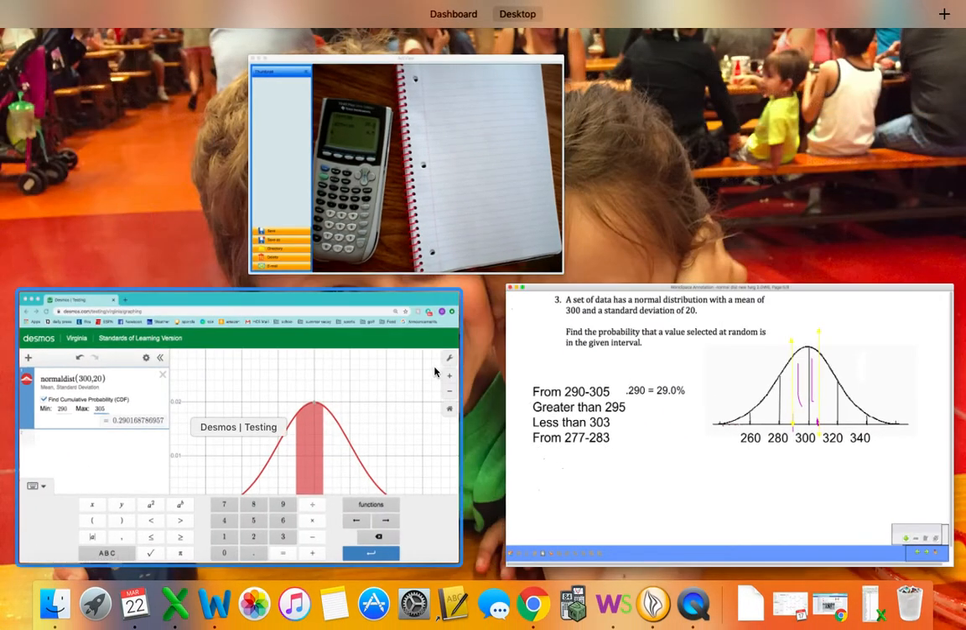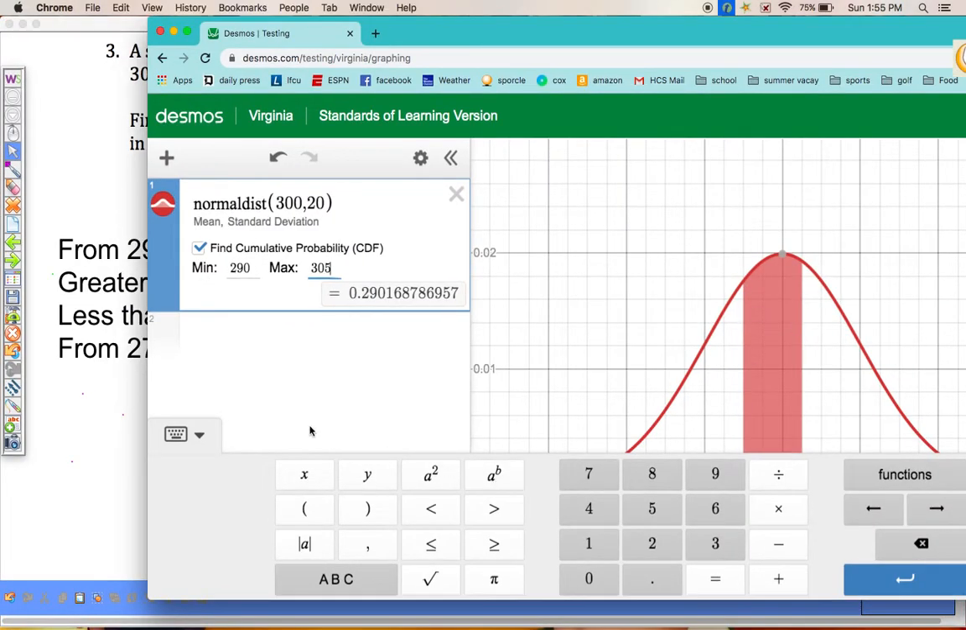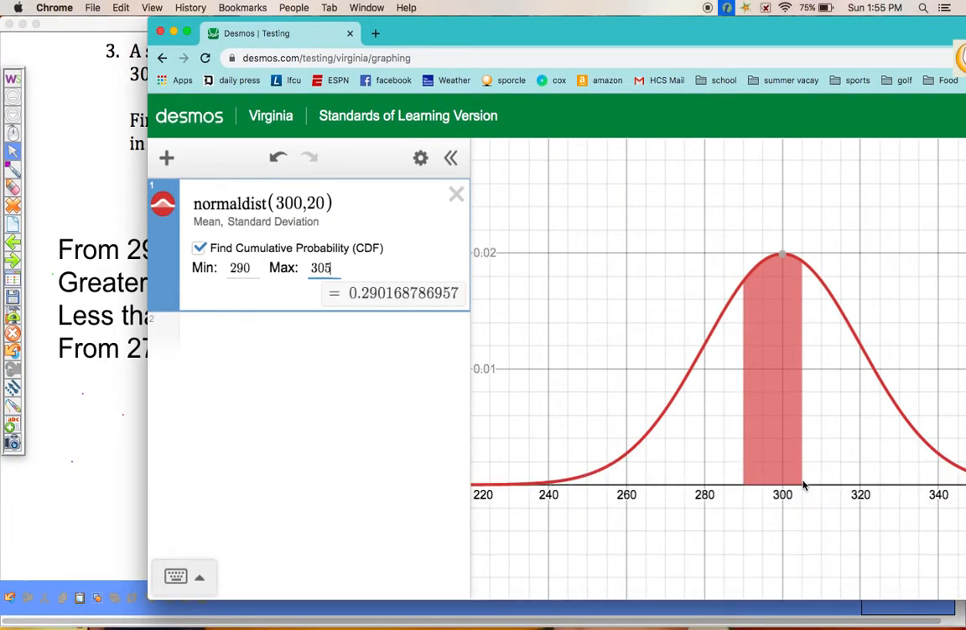between 290 and 305. So over here, and this is what they've drawn. They've drawn the picture for us. From 290 to 305, they want this shaded area with a mean of 300 and standard deviation of 20. All right, so we're going to go 3 places, move our decimal place twice to make it a percentage.